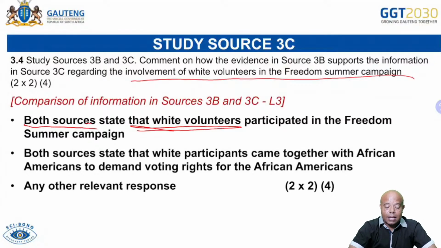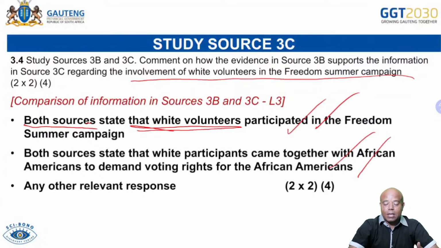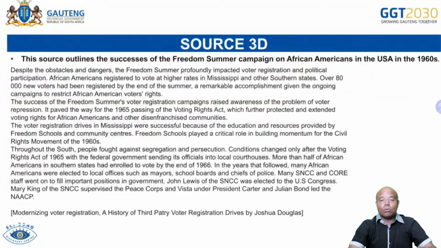Both sources state that white participants came together with African Americans to demand voting rights for African Americans. So the first answer there indicates whites were involved. Then we see here whites were mixing with the African Americans, and that will give us the 4 marks that we need, basically 2 times 2. Let's go to source 3D. Let's read the source, and then we'll go through the answers.